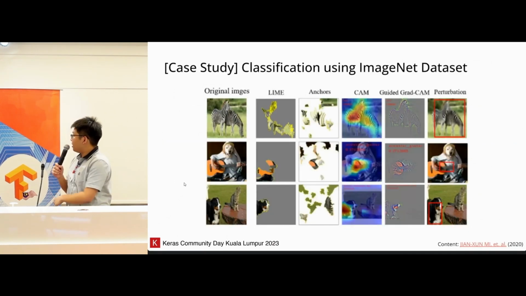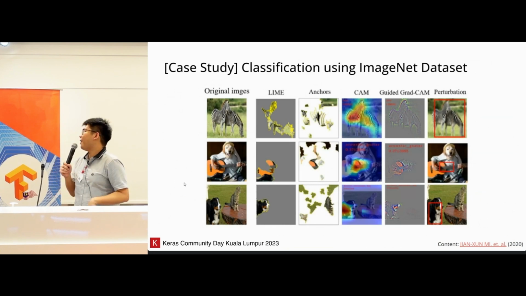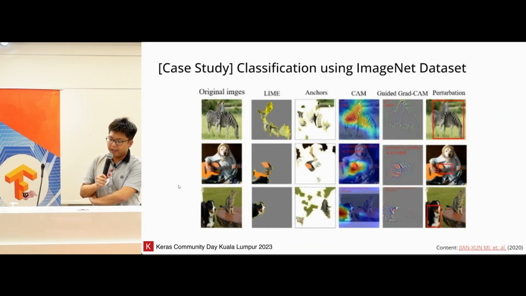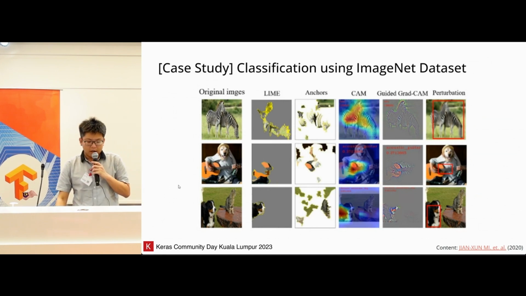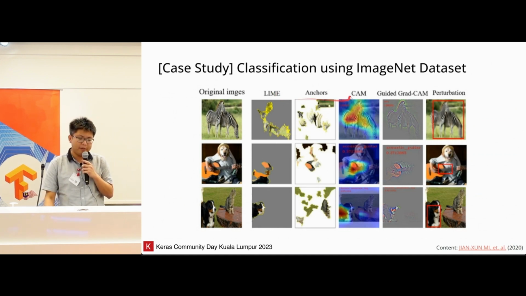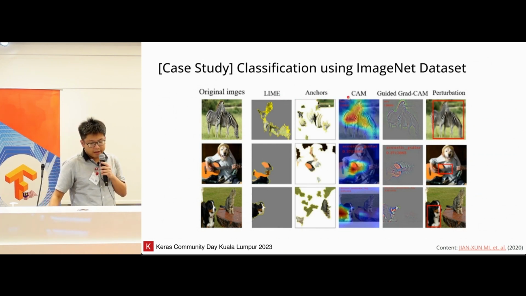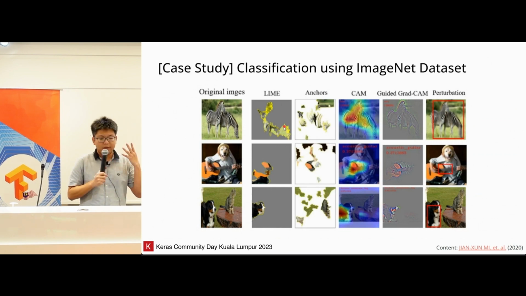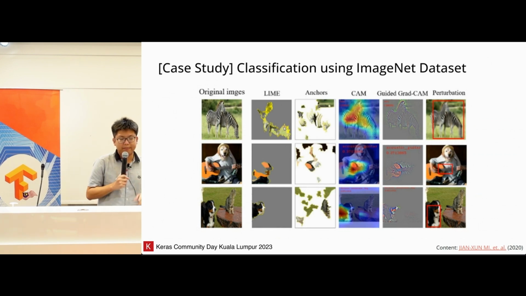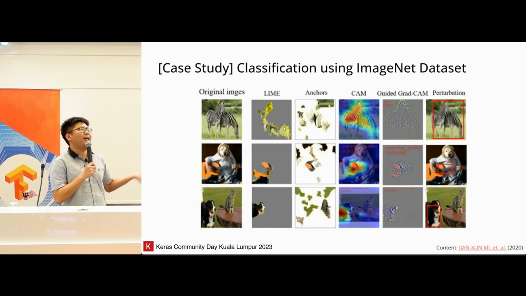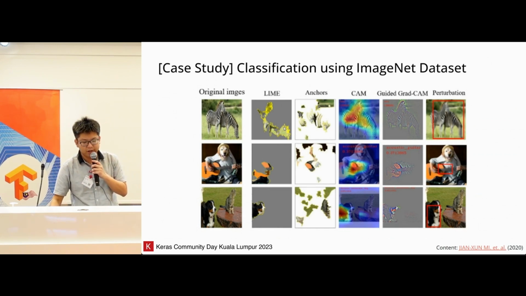The following one is a case study I found online. These are algorithm classifications using the ImageNet datasets. This is the original image, and using different types of explainable AI algorithms, you will get different results. For example, using LIME, and then you got the anchors, you got the CAM, and then the guided CAM, and then the perturbation methods. They highlight which regions these models actually focus on when they make that prediction. For example, this is a zebra, then it will tell you, oh, these are the regions that I focus on.